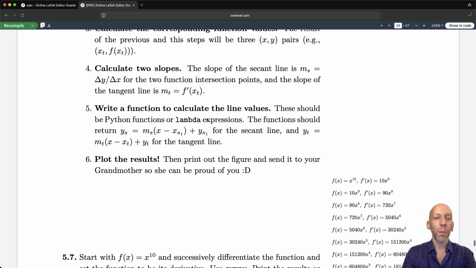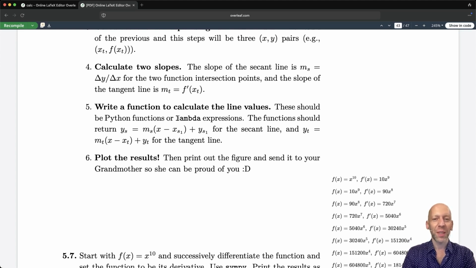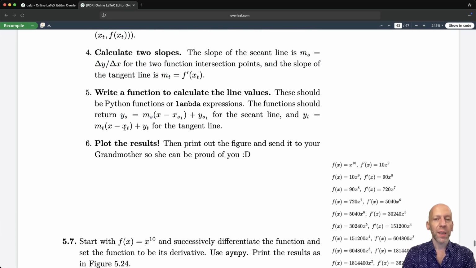And then almost finally, you want to write a function to calculate the line values. So this is for drawing the actual tangent line and the secant line. So far, all we've done is calculate the points on the function and the slope of the line. And now here you want to write the function. Okay, so this is a Python function that will return y sub s for the expression m sub s, which is the slope of the secant line, times x, basically x shifted by x s1, plus y of s1.